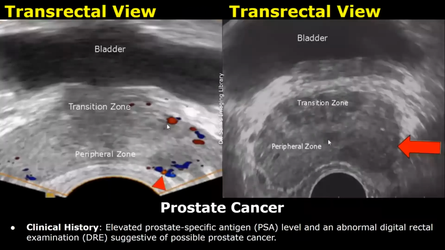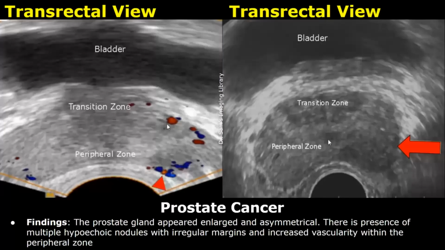Now we will look at prostate cancer. Here is the clinical history of a patient. Elevated prostatic specific antigen or PSA level and an abnormal digital rectal examination suggestive of possible prostate cancer.